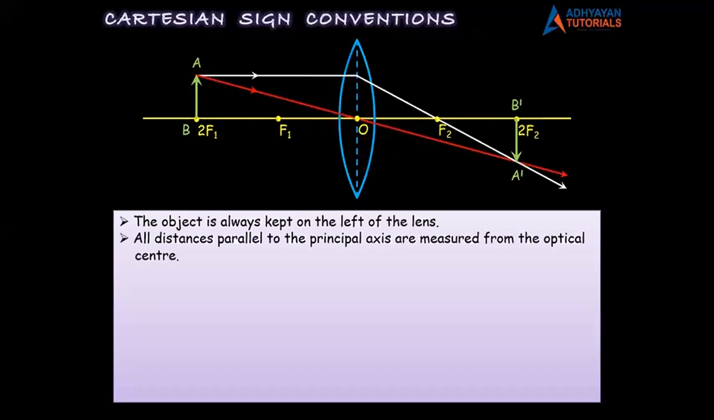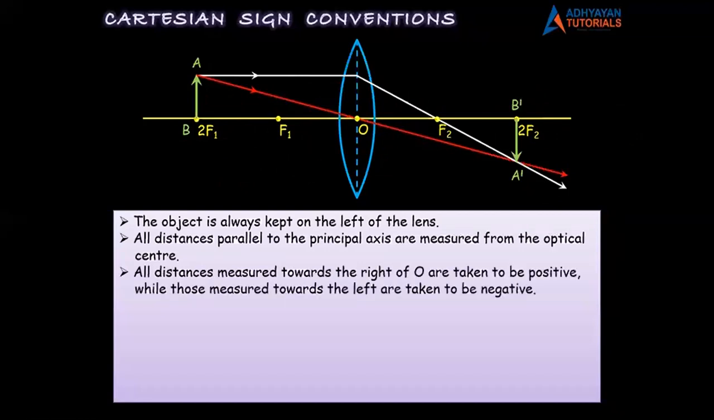Rule 3. The third rule is all distances measured towards the right of O are taken to be positive, while those measured towards the left are taken to be negative. This is very easy. Distances which are measured to the right of O are positive, and whatever distance is measured to the left of O is negative.